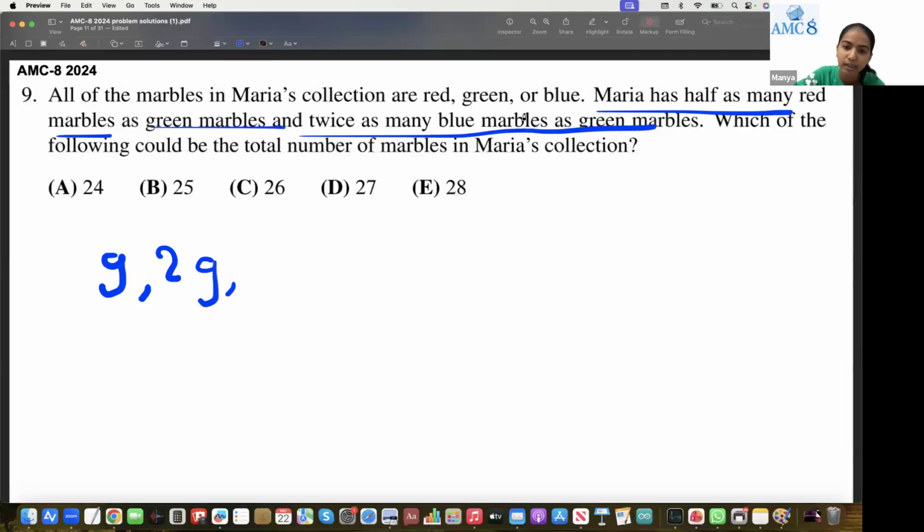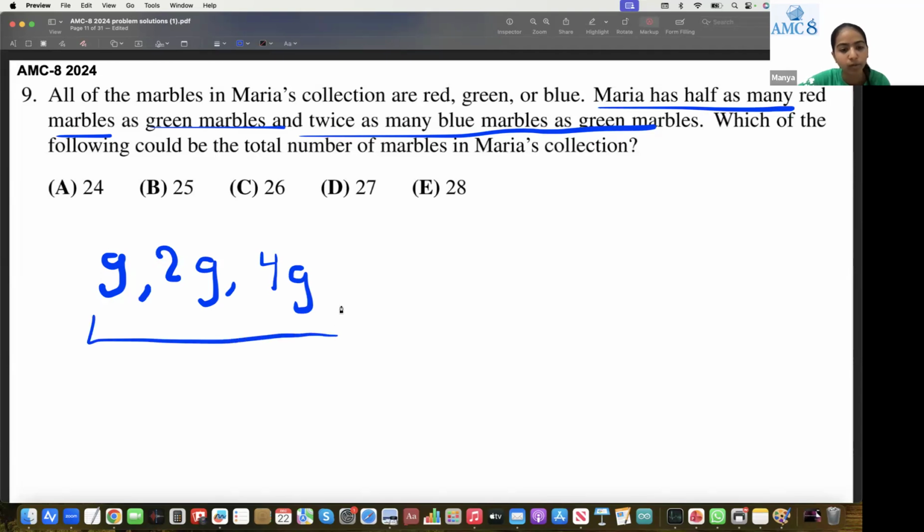And if it's twice as many blue marbles as green marbles, then blue has to be equal to 4G. Okay, so here once again, half as many red as green. This is red right here, and green is 2G. So half of 2 is 1, so it's just G. And double the amount of 2 is 4. So this would be our expression right here. And if we add this, then we should be getting 7G.